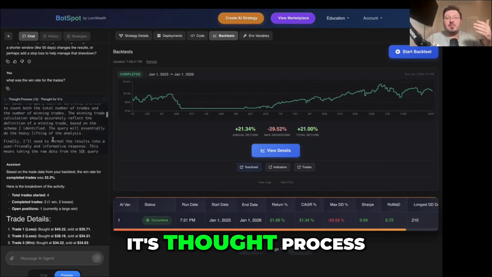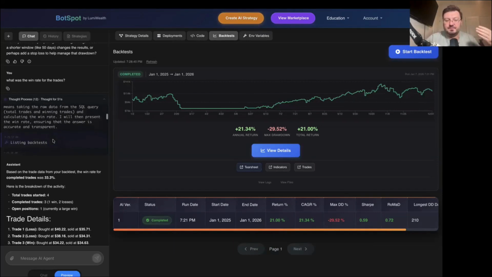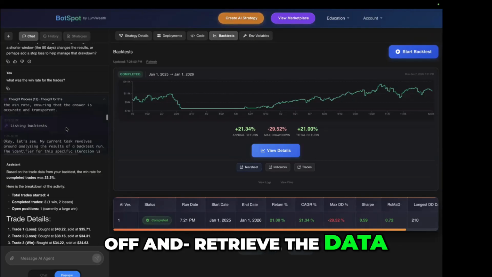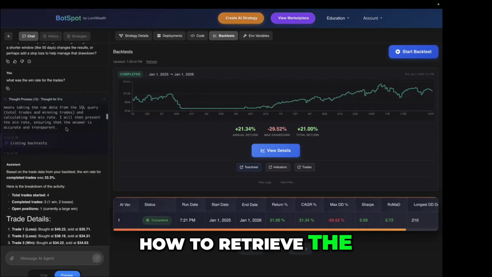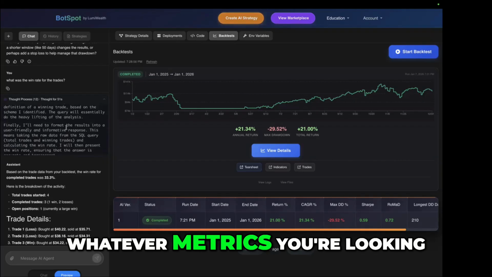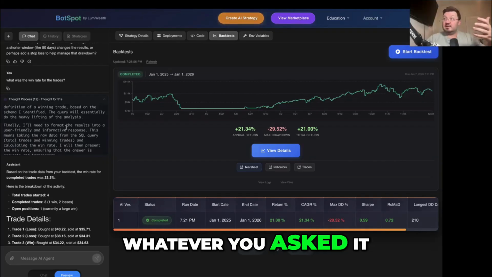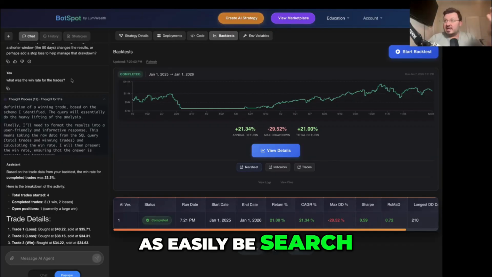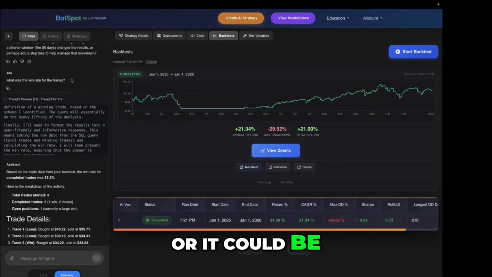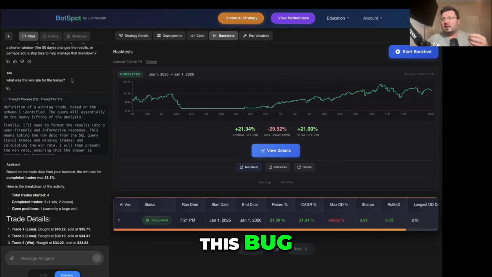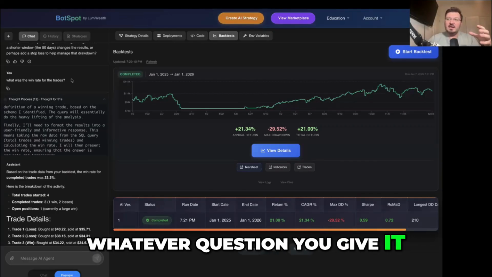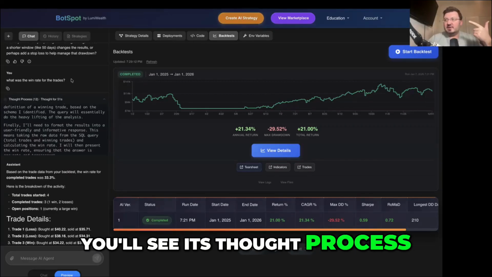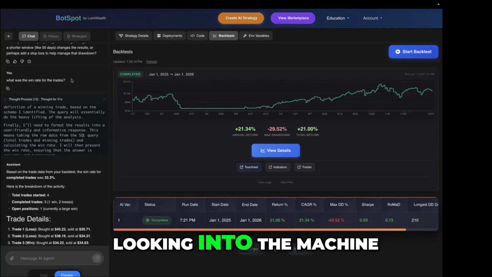So it's basically its thought process, like what it's thinking, right? And then it goes off and retrieves the data, how to retrieve the win rate or whatever metrics you're looking for, whatever you asked it, right? This could be a win rate, but it could just as easily be search the internet for something, or it could be modify the strategy, or it could be why am I having this bug? Whatever question you give it, you'll see its thought process, right? So it's kind of like looking into the machine a little bit.